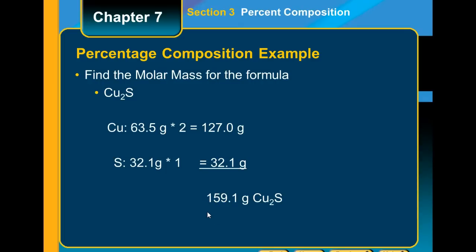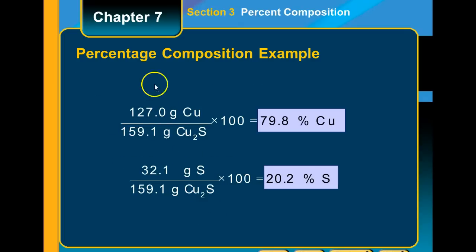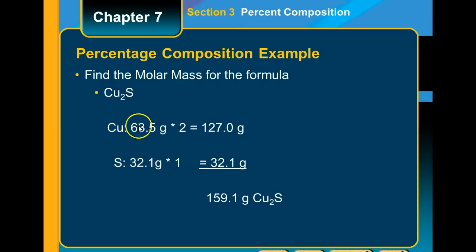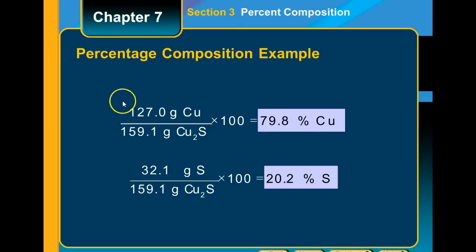So once you find the molar mass, then you're going to take the part divided by the total. So the part of the copper we determined, if you look back on the previous screen, was 127. So 127 divided by 159.1 times 100 tells me that our substance is 79.8% copper. And if we take our 32.1 divided by the 159.1 times 100, we have 20.2% sulfur.